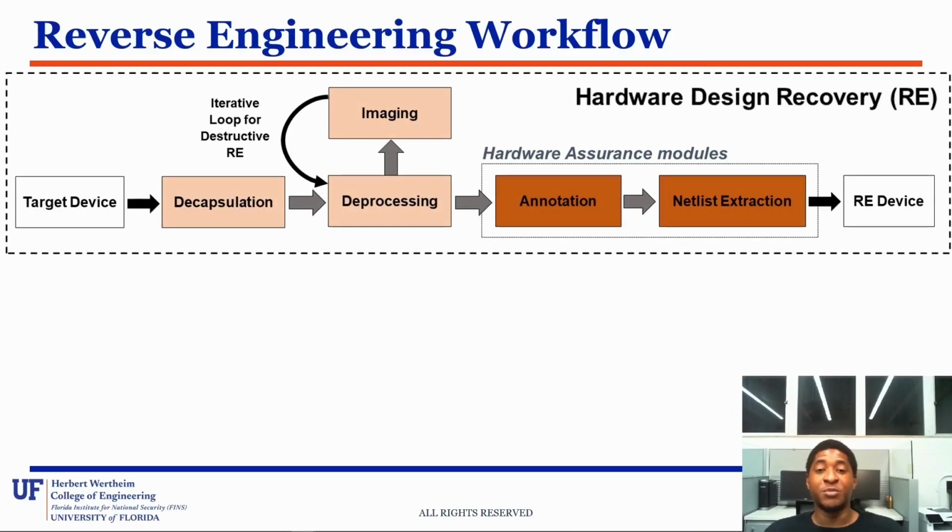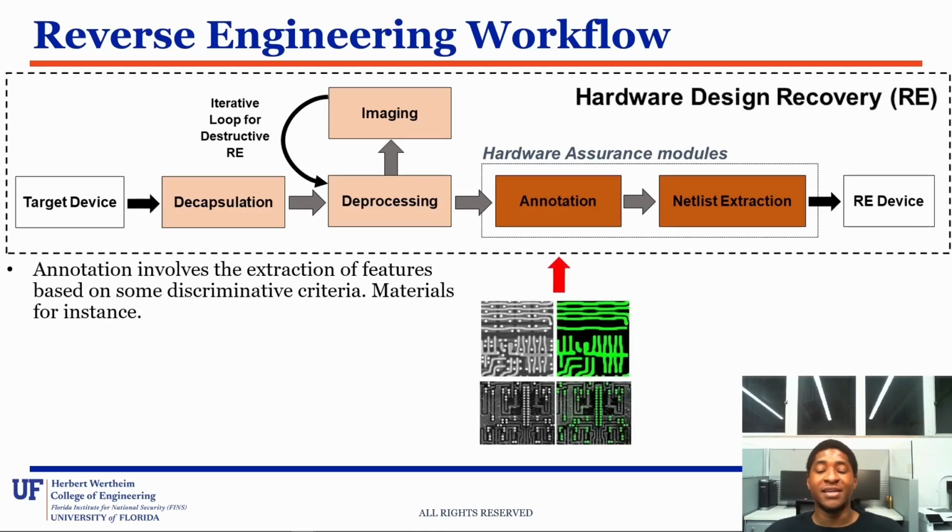After successful deprocessing and imaging, we can annotate our images. The annotation is like drawing a map where we outline the most important features. We're able to highlight the settings and connections that make the device function. We are able to really understand its structure and we're able to put together its positions within the entire IC.